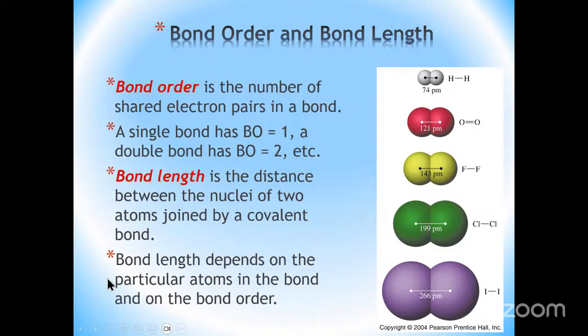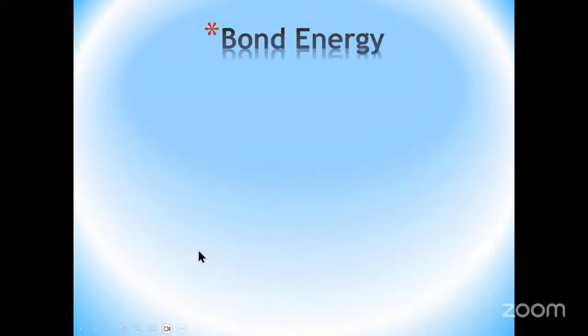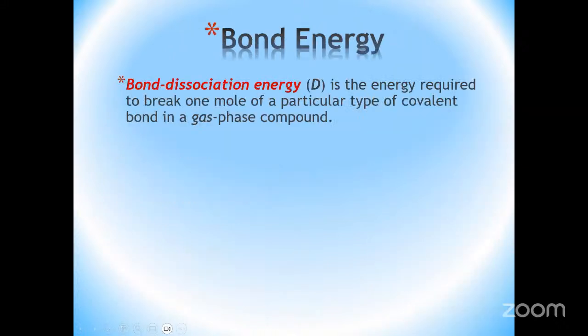And there's a relationship that exists between bond length and bond order, all right? Typically, let me just tell you that now. Basically, everything else being the same, the greater the bond order, the shorter the bond length. We're going to see some examples of that later on. But before we do that, let's talk about the bond dissociation energy, which is the energy required to break 1 mole of a particular type of covalent bond in a gas-phase compound, right?